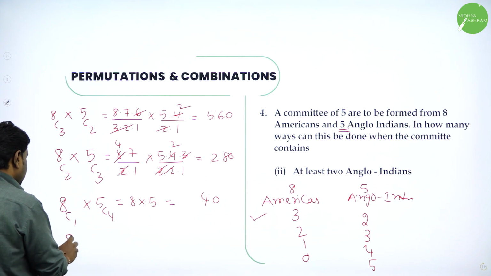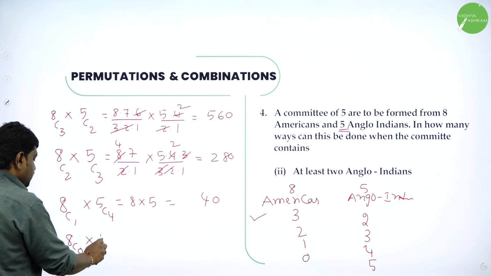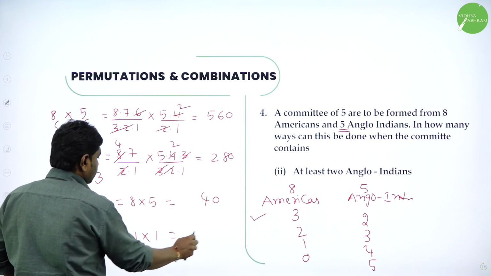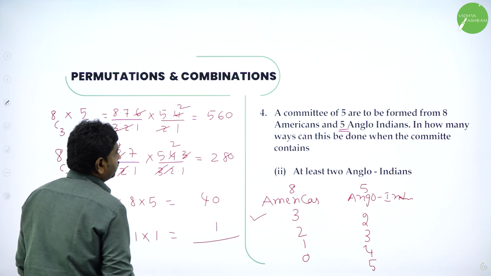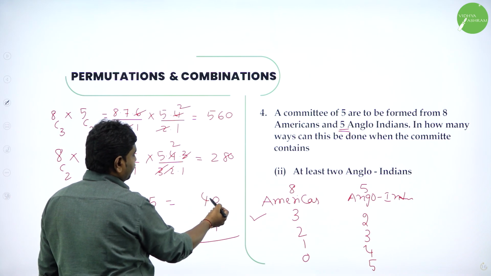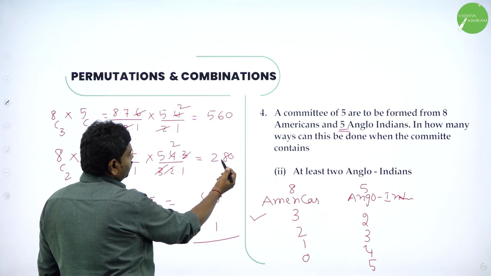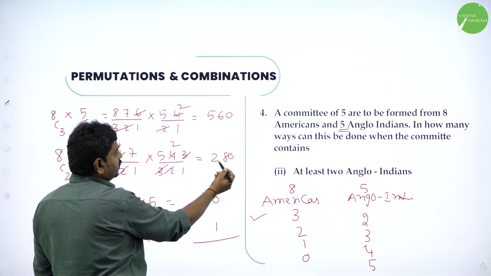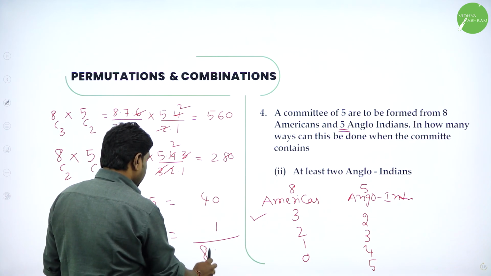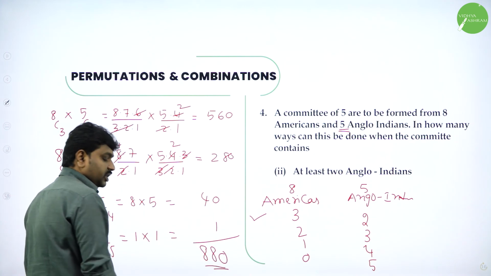Then I'll select no Americans. I'll select all 5 Anglo-Indians. So 8C0 is 1 and 5C5 is 1, only 1. Add them. So 560, 280 gives 840, 840 plus 40, 880, plus 1, 881. This many ways are possible.